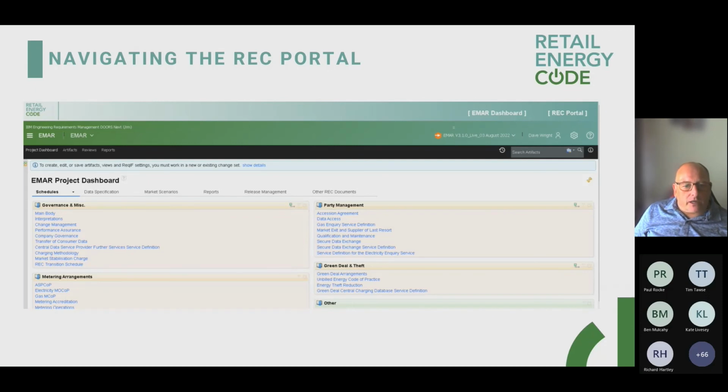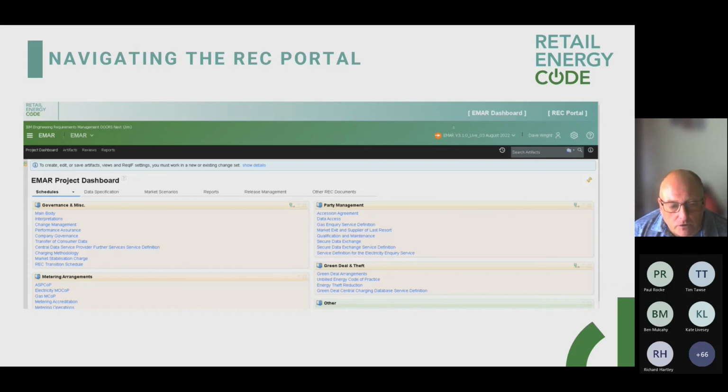In the top section you'll see the governance documents on how the rec works and everything else. The next one down is where all the ones that we've been talking about are. So you can see the ASCOP in there, for the AMR people. You can see the electricity MCOP, which used to be termed MCOPA, the gas MCOP, which we've just been discussing, and then you've things like meter accreditation, metering operatives, metering operations in there.